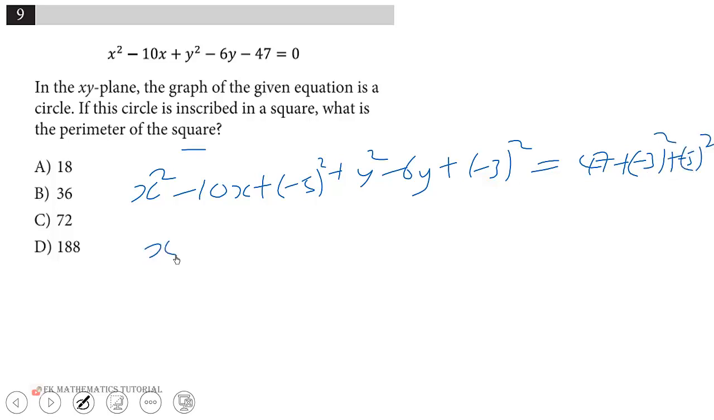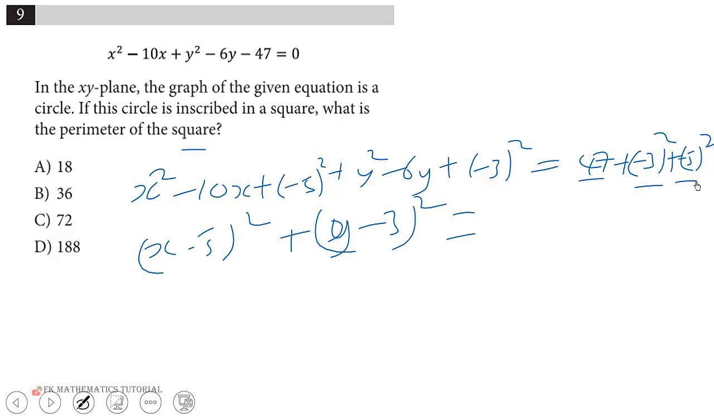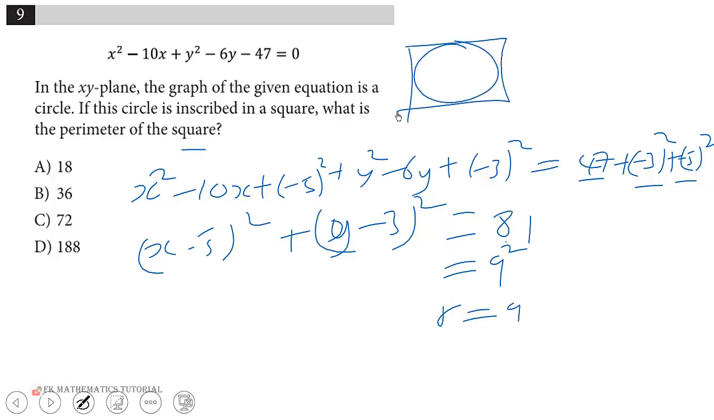So this will give us (x minus 5) all squared plus (y minus 3) all squared is equal to 47 plus 9 plus 25, which is 81. So this is the same as 9 squared, so it means the radius is equal to 9. If the radius is 9 and we know the circle is inscribed in a square, then the diameter will be 2 times 9, which is 18. So that will be 72.